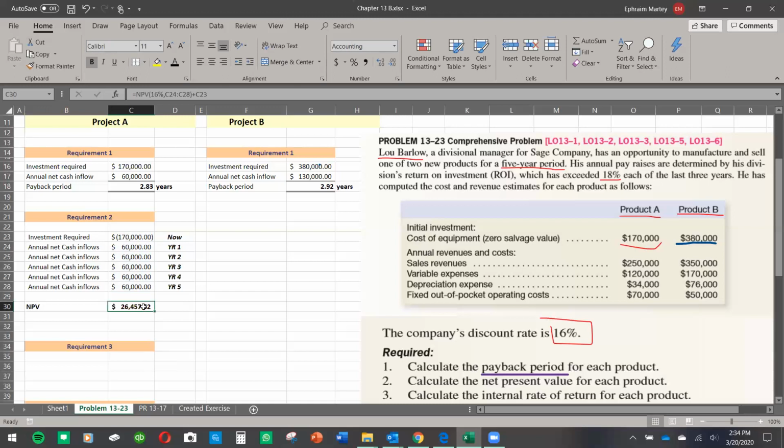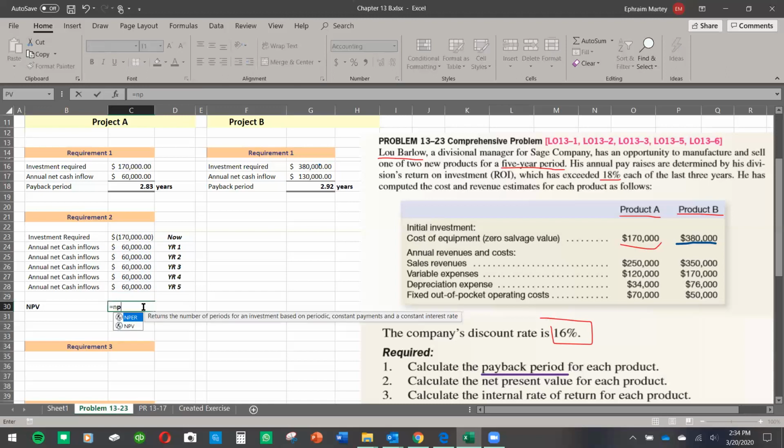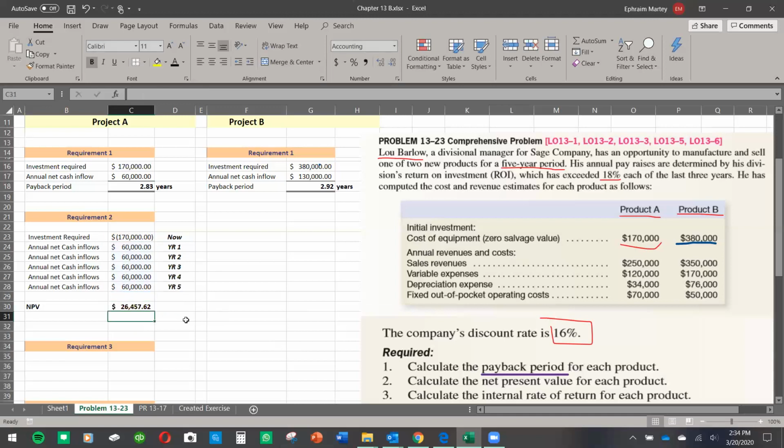I'm going to do that again. Equal to, type NPV, open parentheses, type in the rate, that is 16%, type comma, select cash inflow, all cash inflow together, close parentheses, plus cash outflow, and press enter. So net present value is 26,457.62. Now, what about project B?